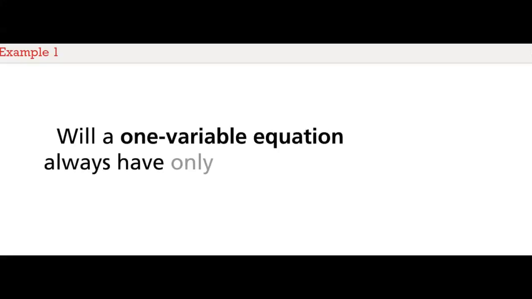Does an equation always have only one solution? Think about this question during the lesson.